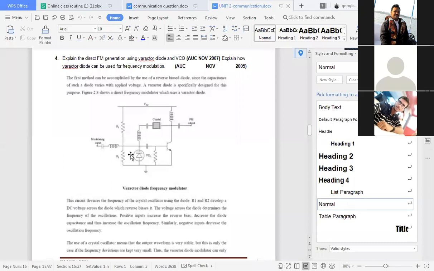And sir, varactor diode means the variable capacitance. When you apply the modulating signal here, this is the modulating signal, the capacitance of this varies according to this capacitance.